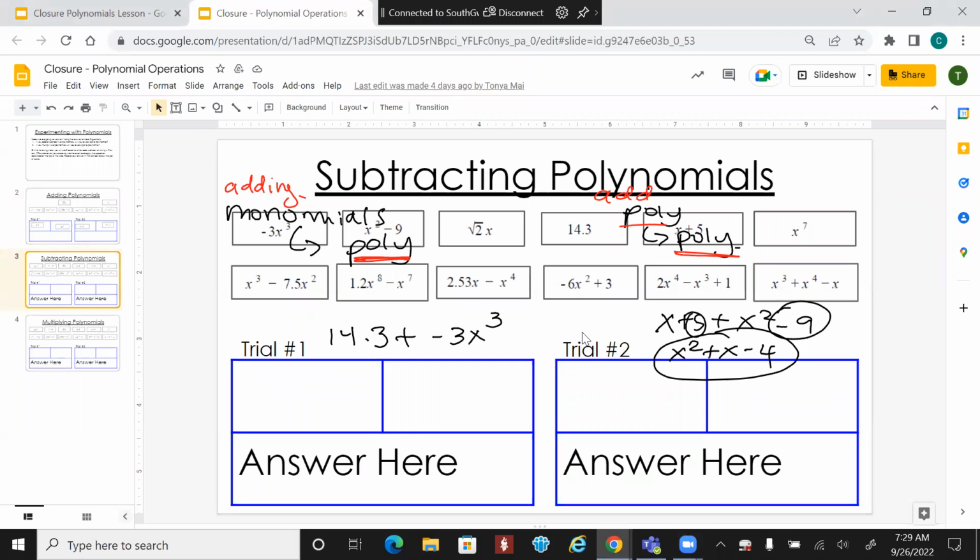Yeah, I don't like this part at all. I'm going to skip this.